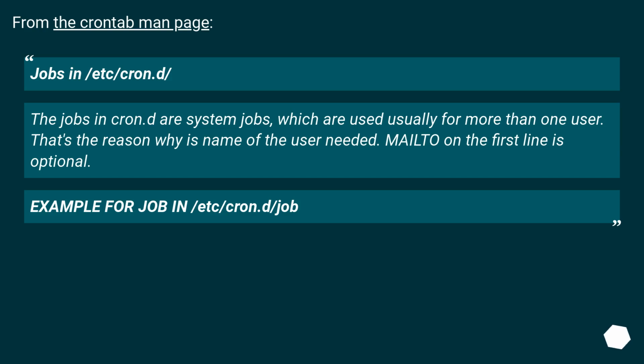From the crontab man page: Jobs in /etc/cron.d/. The jobs in cron.d are system jobs, which are used usually for more than one user. That's the reason why the name of the user is needed. MAILTO on the first line is optional. Example for a job in /etc/cron.d/job.